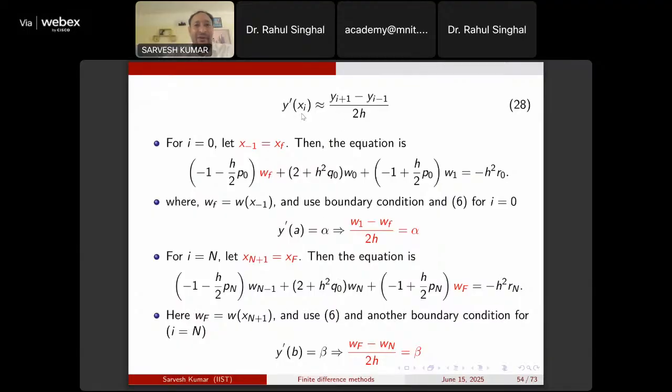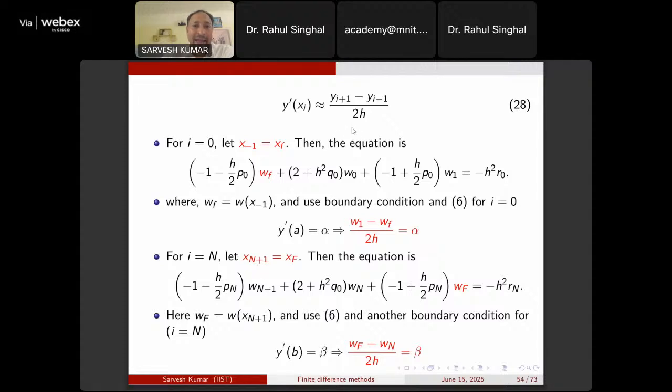Let us start with this y dash at xi, right? For i equal to 0, my x minus 1 is a fictitious node. So for that, I have a fictitious wf. How can you find it? We can find it with the help of the boundary condition. We have the boundary condition y dash a equal to alpha, and if I use that, this is nothing but w1 minus wf, the fictitious node, divided by 2h equal to alpha. So wf can be found with the help of this.